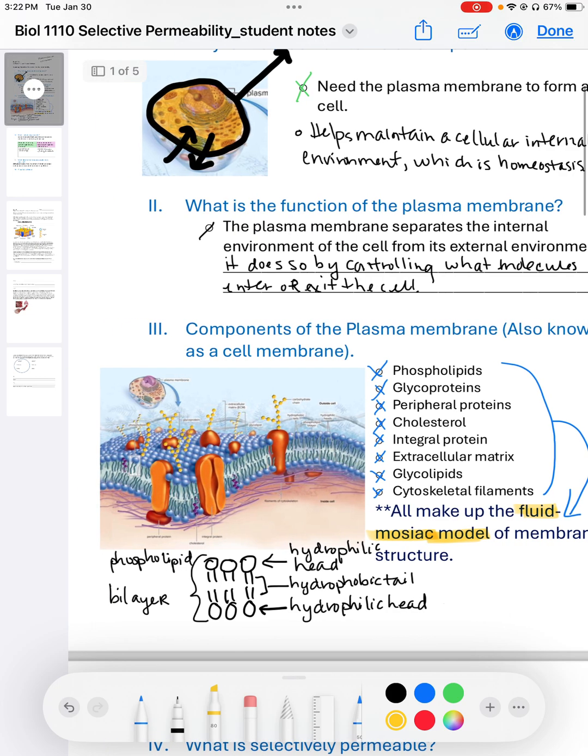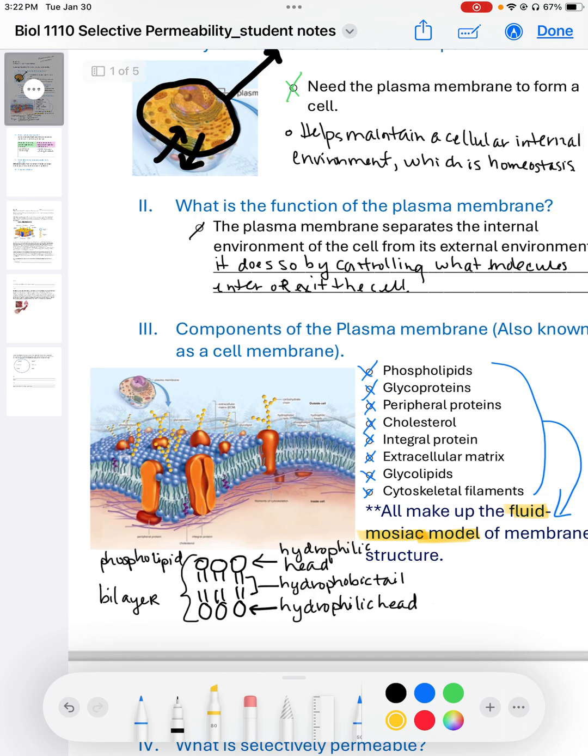Another thing I want to point out when we're talking about the plasma membrane is that it is made up of a phospholipid bilayer. The phospholipid bilayer is where we have one phospholipid combined with another phospholipid, and together it's two. If you're thinking about the word bi, that is related to two. So this is two layers of phospholipid.